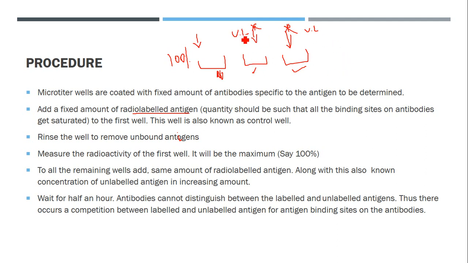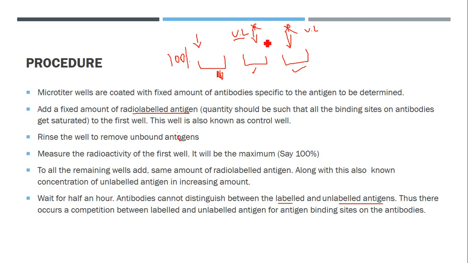So now what will happen? There will occur competitive binding. So wait for half an hour. Antibodies cannot distinguish between the labeled and unlabeled antigen. So during this half an hour, there will occur competition between the labeled and unlabeled antigen for antigen binding sites on the antibodies. Now in this well too, some of the labeled antigen will be replaced by unlabeled antigen.